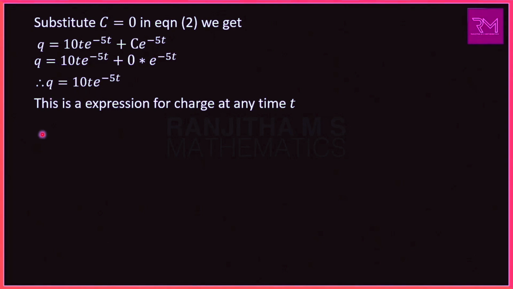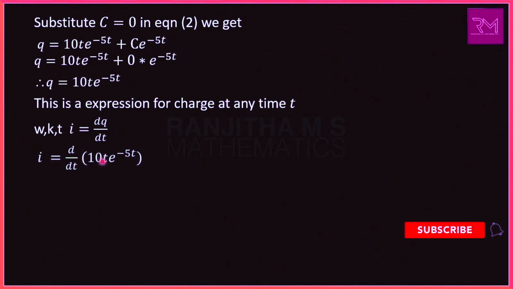Also, we have to find a value of current I. For that, consider the formula, that is I is equal to dq by dt. In the place of q, substitute this value, that is 10 into t into e^(-5t). We get I is equal to d by dt of 10 into t into e^(-5t). The 10 is constant, take outside the differentiation. We have to differentiate this value, that is t into e^(-5t), with respect to t.